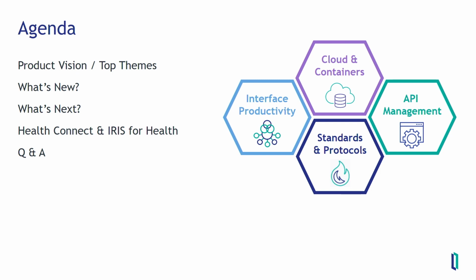This is the agenda here for today's session. I'll start with a brief product vision, highlighting key themes, top themes for the product. Here's a graphic illustrating some of the key themes that I'll be talking about. Then I'll talk about features that are new in 2019, followed by features that are coming in 2020. And for those of you who might be wondering, how is Health Connect really different from Iris for Health? I'll talk about some of the key differences between Health Connect and Iris for Health. And then we'll have a Q&A session after that.